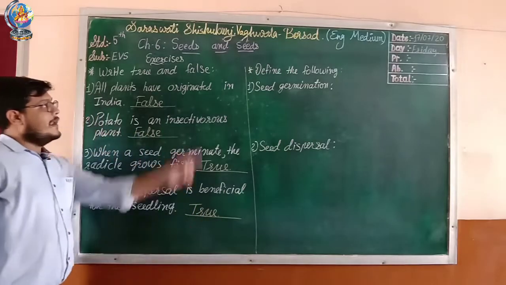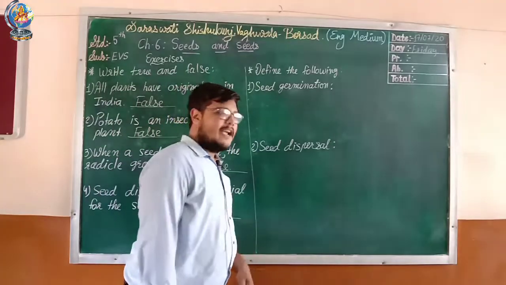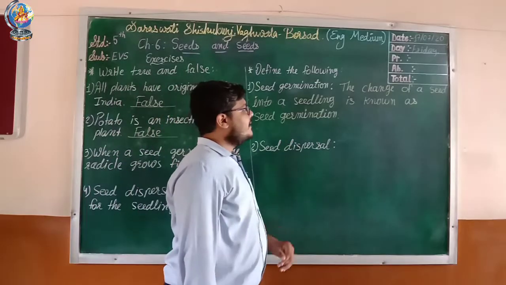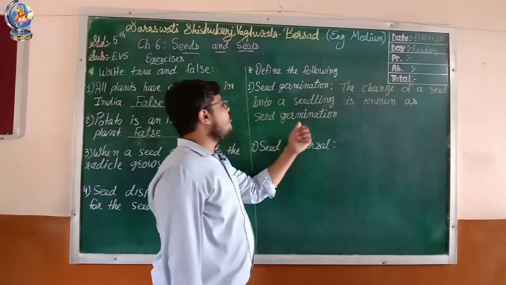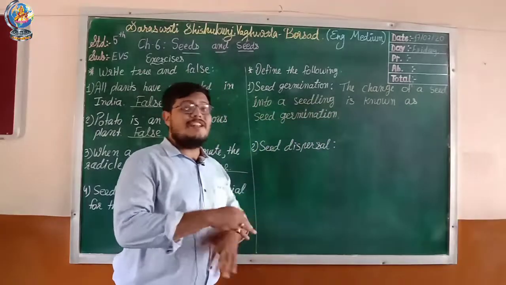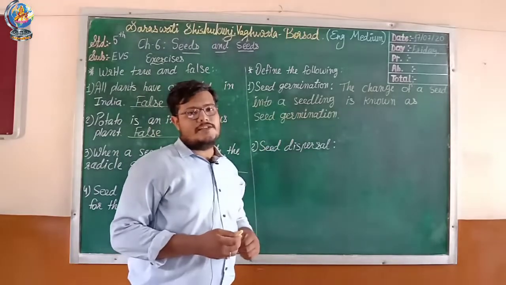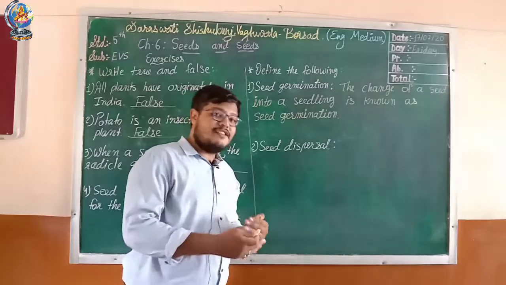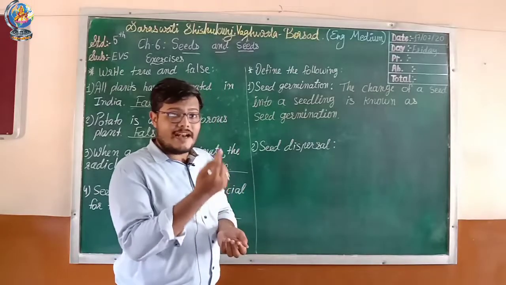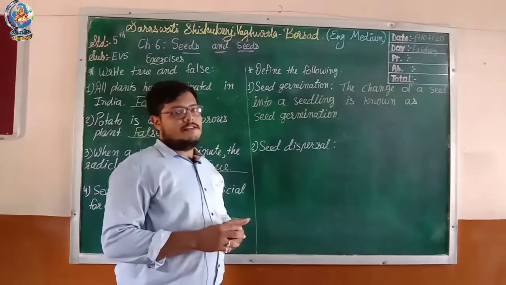Okay, so let's go for define the following. First one, seed germination. So let's see the answer. Answer is the change of a seed into a seedling, right? When a seed converts into a seedling, that is called seed germination. When a seed changes into a seedling, it means the primary radical will appear. At that condition, that is called seed germination.